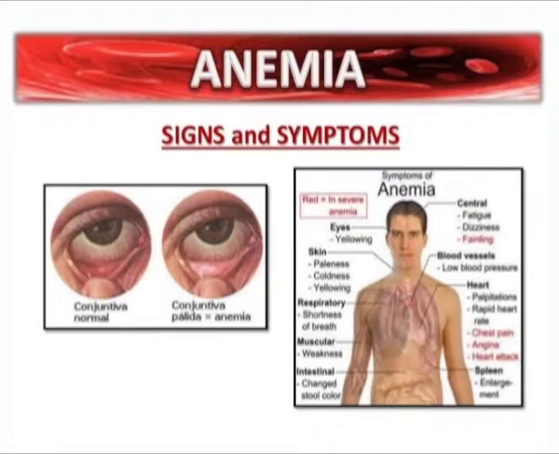Generally, the normal hemoglobin range is 12 to 15 gram per dl in adult females, while 13.5 to 17 gram per dl in adult males. Individuals with hemoglobin value below this normal range are considered anemic and have low iron content.